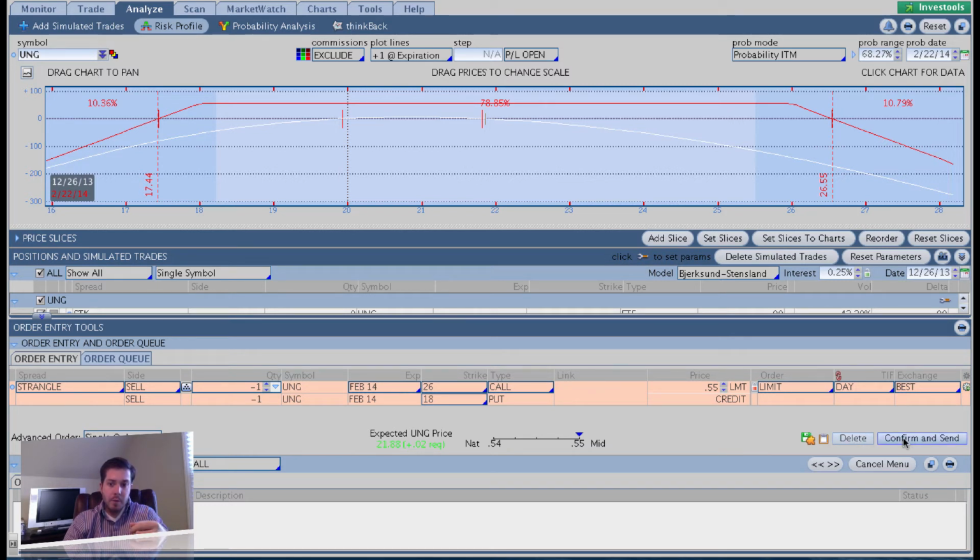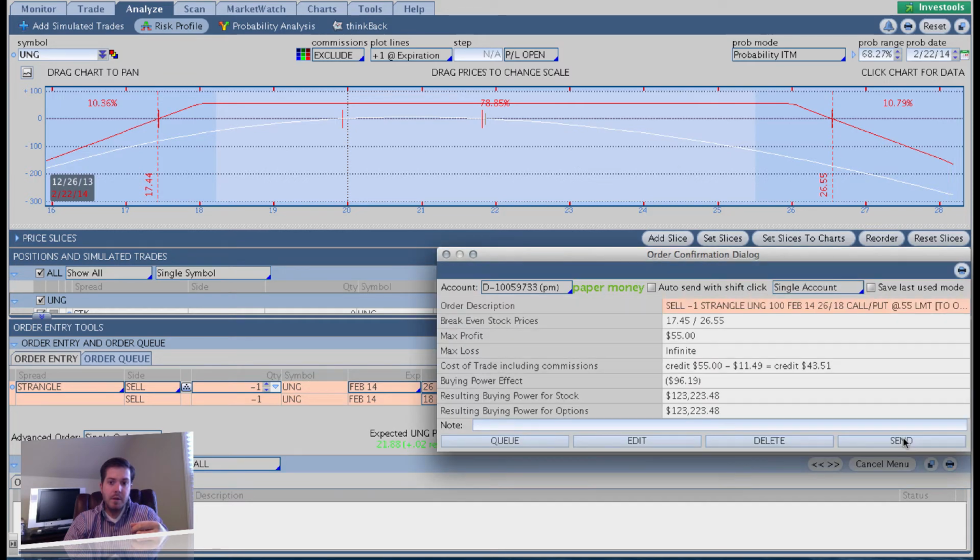Once you get into this Create Duplicate Order, you want to hit Confirm and Send, and it's going to give you some information here. It's going to tell you the break even on the stock, 17.45, 26.55. It's going to tell you max profit is 55. Max loss is theoretically infinite, but from a probability perspective, you're not going to lose an infinite amount of money. Cost of the trade, it shows you after commissions are taken into consideration, and these are my paper money commissions, so it doesn't reflect my actual commissions. But the next one here is the one we want to pay attention to.